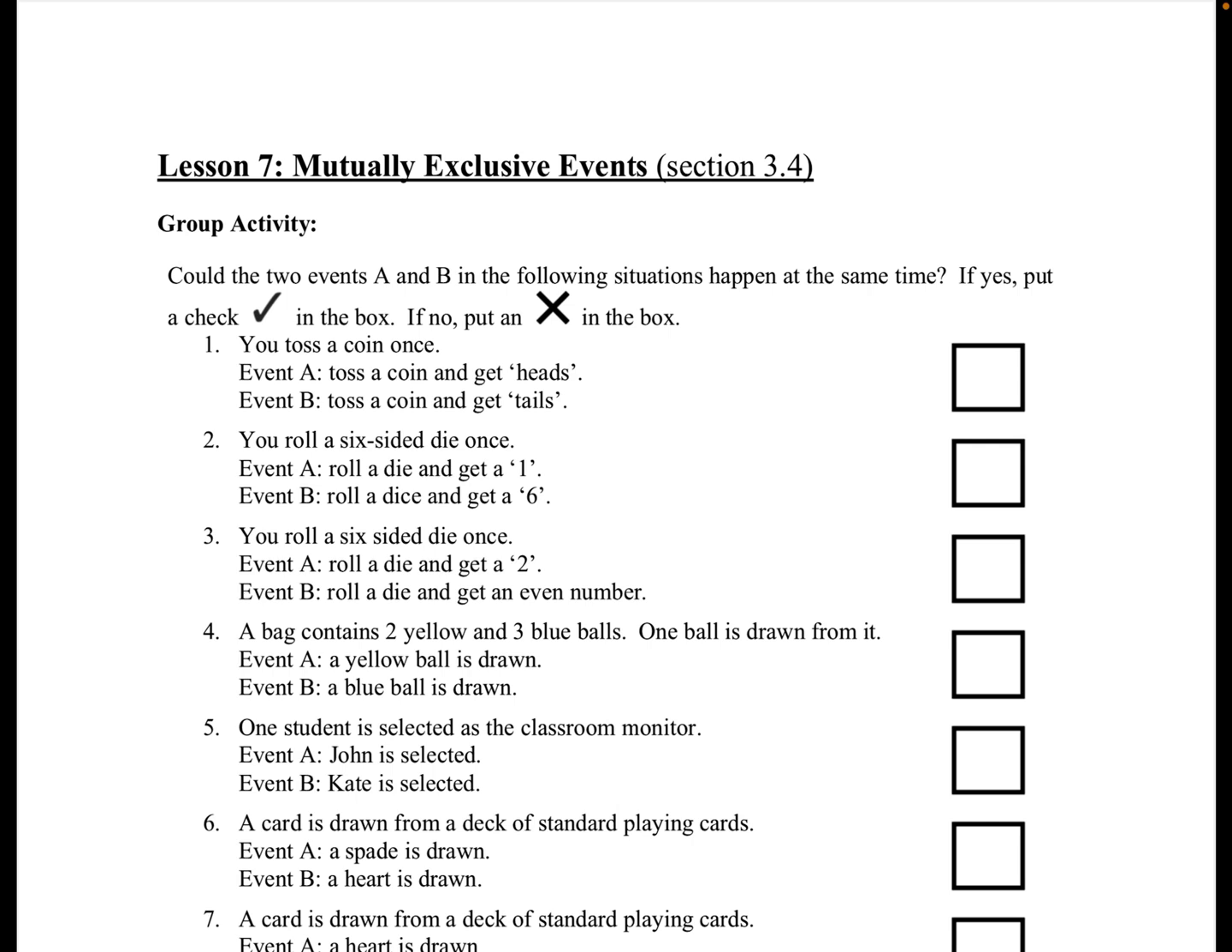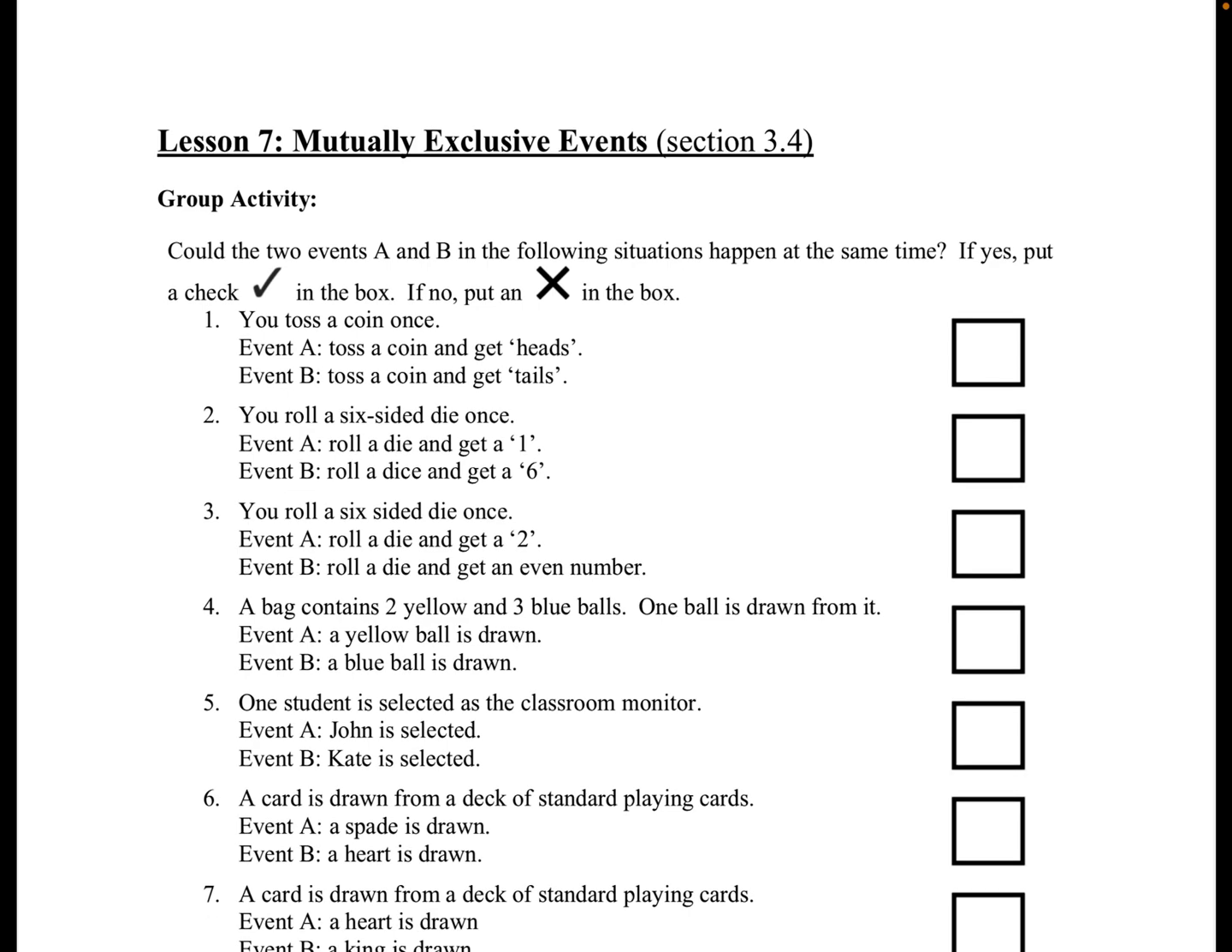Okay, so here's the experiment or the trial. Number 1, you toss a coin. Event A is you get a heads. Event B is you get a tails. Well, that can't happen at the same time. You can't get both a heads and a tails at the same time. So this is going to get an X.